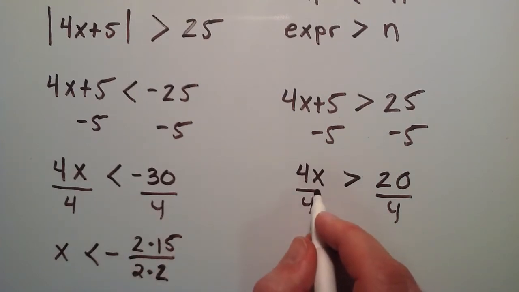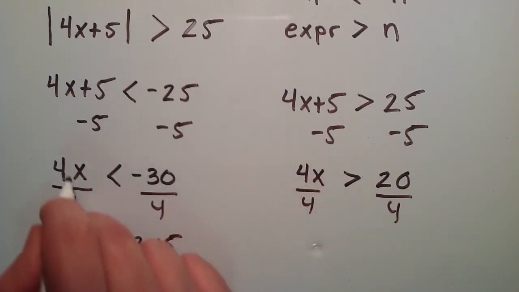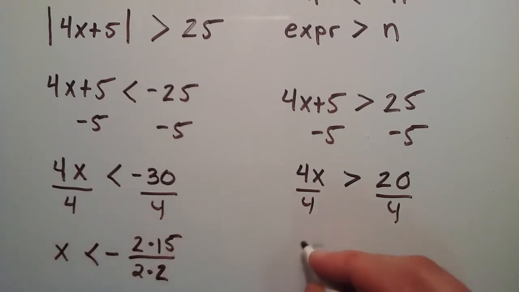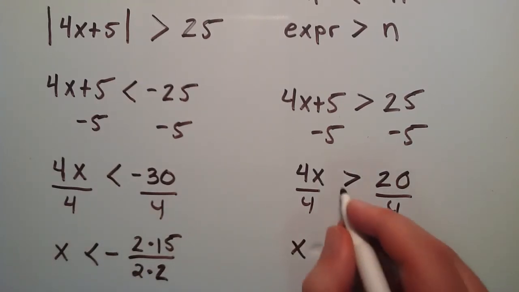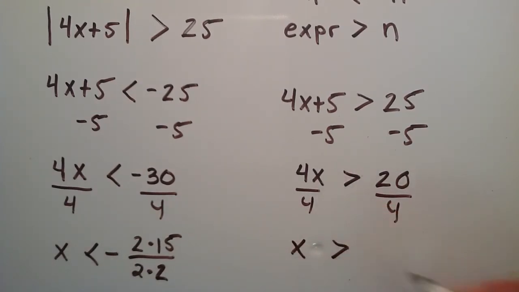For this side, we have 4x divided by 4, which is what we had right here, and we said that was x, so we'll rewrite x over here. And that's going to be greater than 20 divided by 4, which is 5.